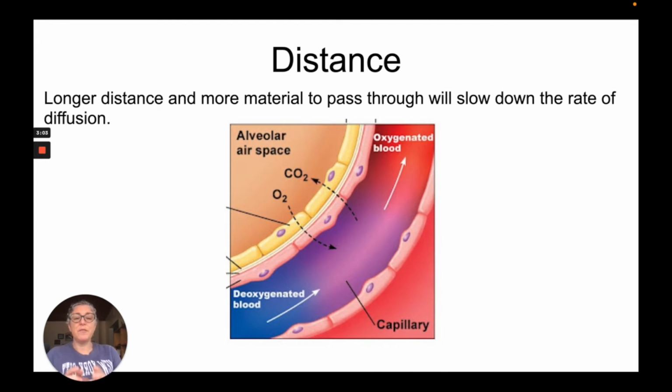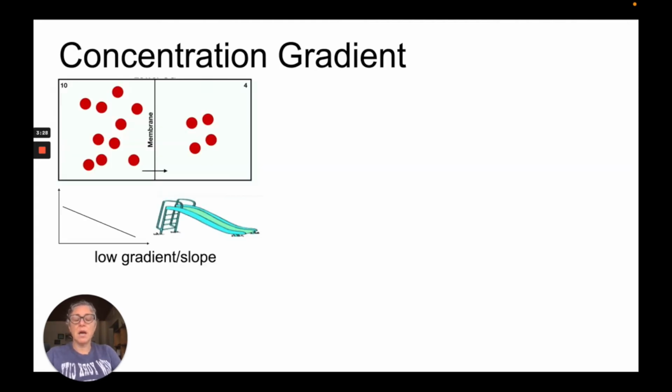Now if the molecules had, let's say, 4 or 5 layers of cells to pass through instead of just the 2, the rate of diffusion would be slower. So the distance is very important when we're talking about getting enough oxygen into the blood and getting the carbon dioxide out quickly. Our second factor is the concentration gradient.